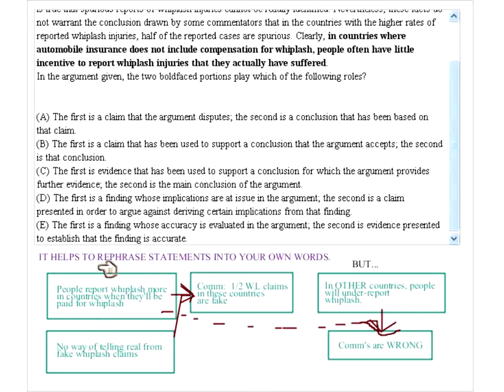We are saying, yes, there are a lot more claims where people will get paid, but there are also a lot fewer real claims when people are not paid. So these two facts in tandem lead us to conclude the commentators are wrong. This fact alone leads the commentators to conclude that. Does this make at least some sense, smiley face, if you follow what we have here on the screen?